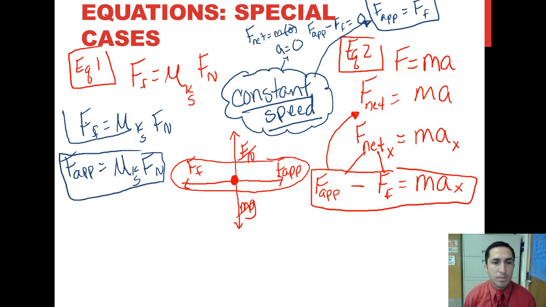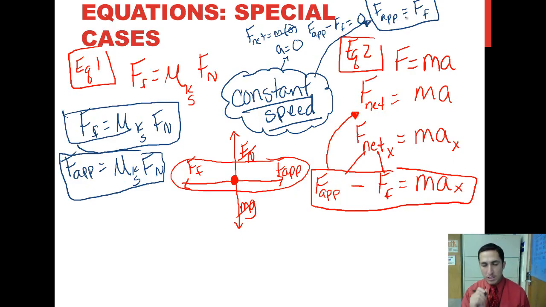So that's a special case. What's the special case? When it says constant speed, that means force applied will be equal to your friction force. When it says constant speed, that's huge. It's going to help us do our work.